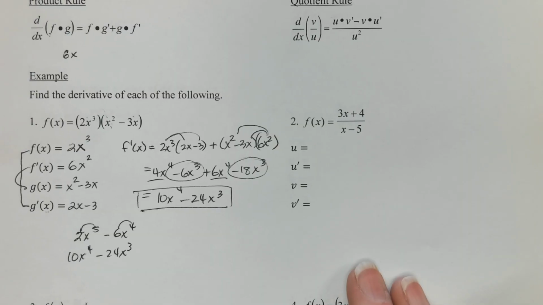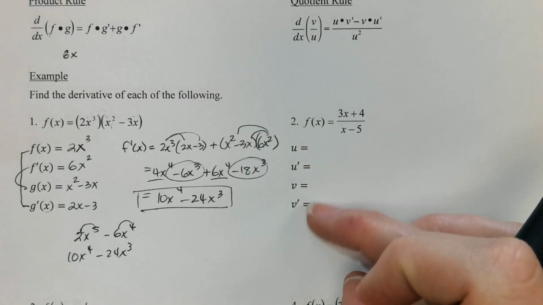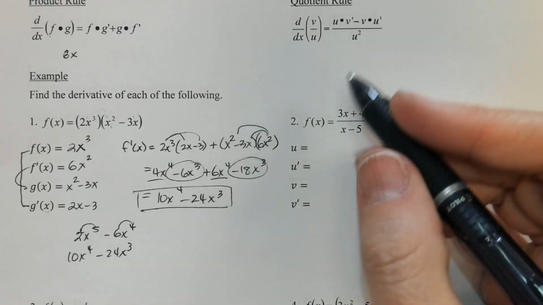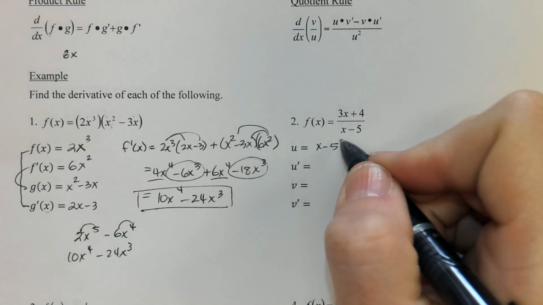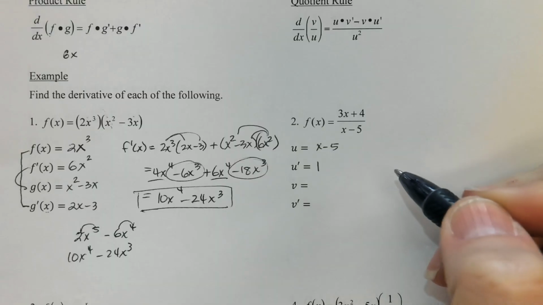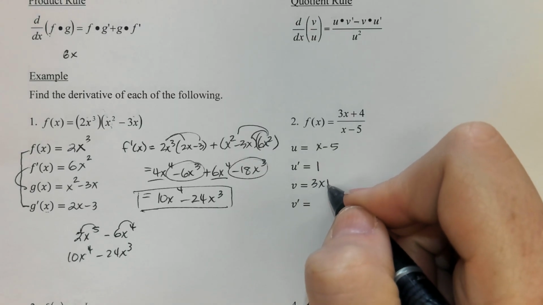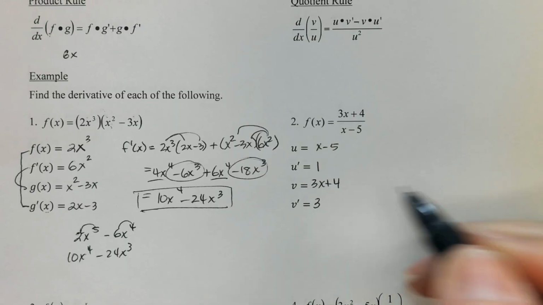Next up, this is a quotient one. So again, I'm going to figure out our derivatives before we get started. So the u is the bottom thing, so x minus 5. The derivative of this would just be a 1. Then I've got the top thing, and the derivative of that would just be a 3.